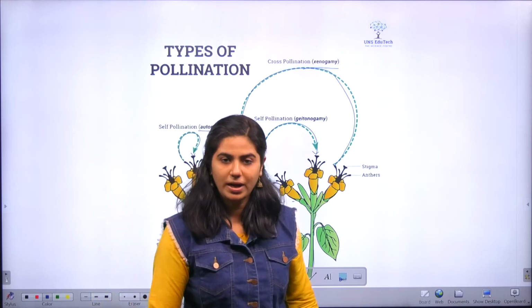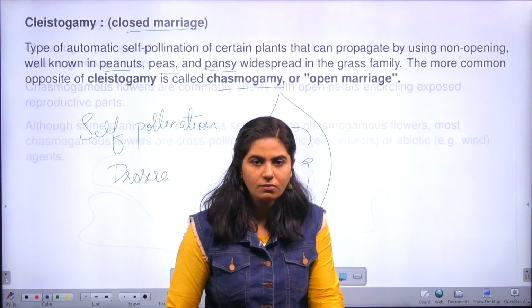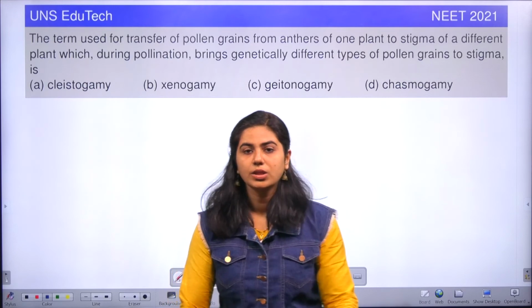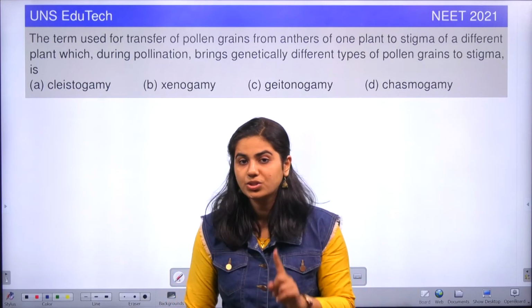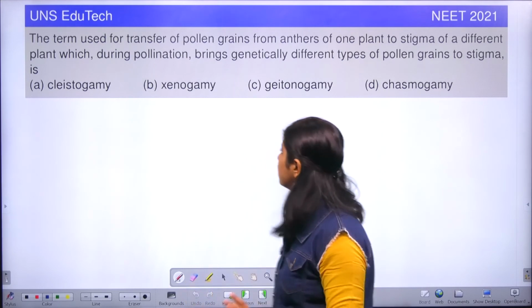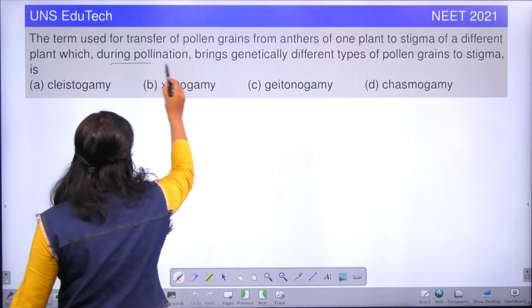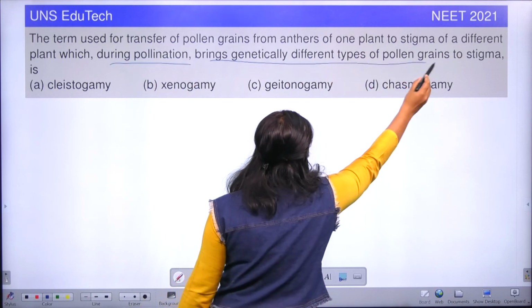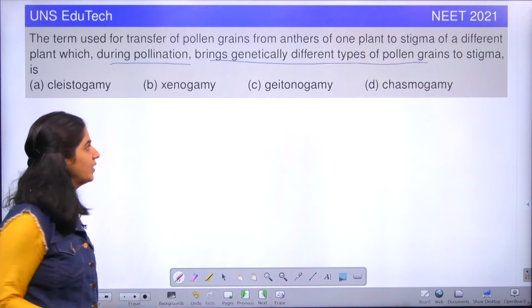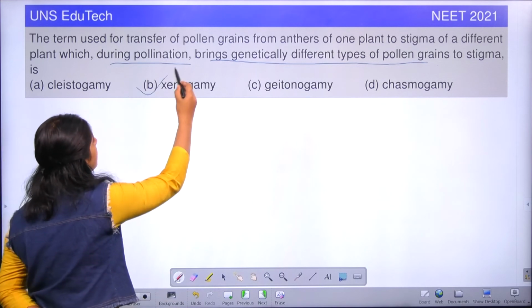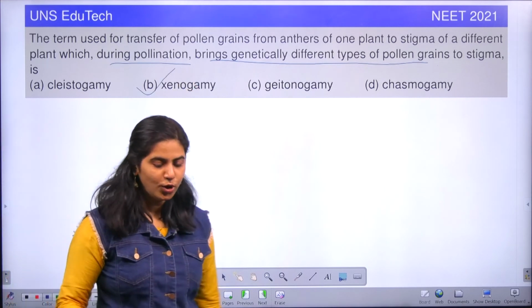So let's go back to the question. Here, the question was, which is the method that brings the genetic variation? Right. See, it was like, during pollination brings genetically different pollen grains to stigma. And now the answer is quite obvious, right? The answer is xenogamy. Right? Hope you got the concept.